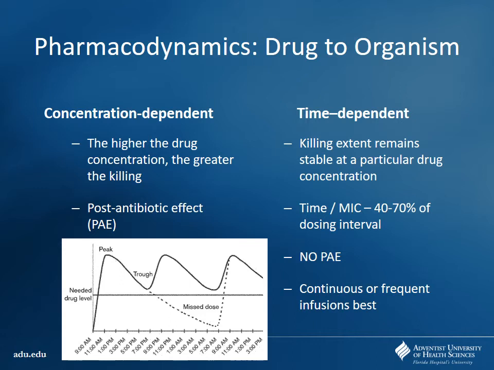Every 6 hours, exactly, right? So if you see something that says give it every 24 hours, chances are that's going to be a concentration dependent killer. If I see something that's every 6 hours, it's more likely to be a time-dependent killer, right? And so you'll see where these pop up.